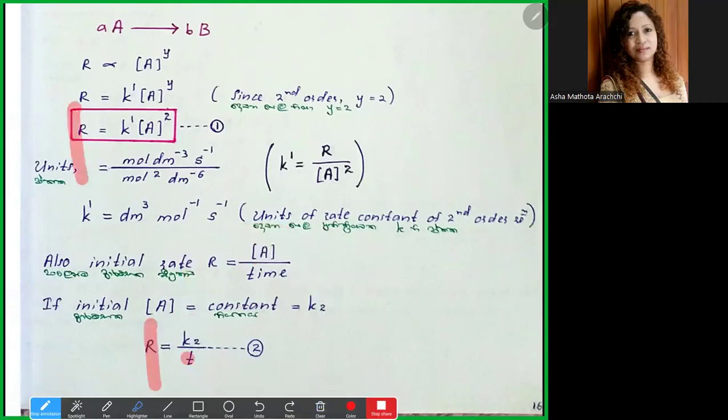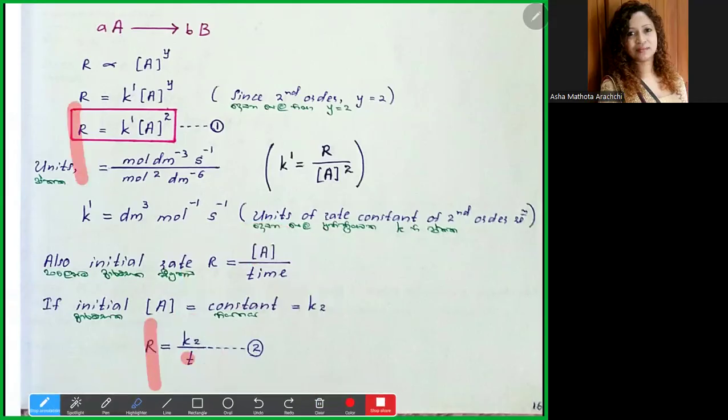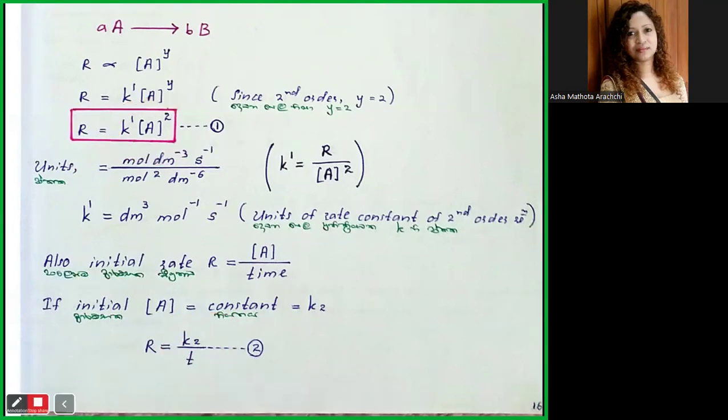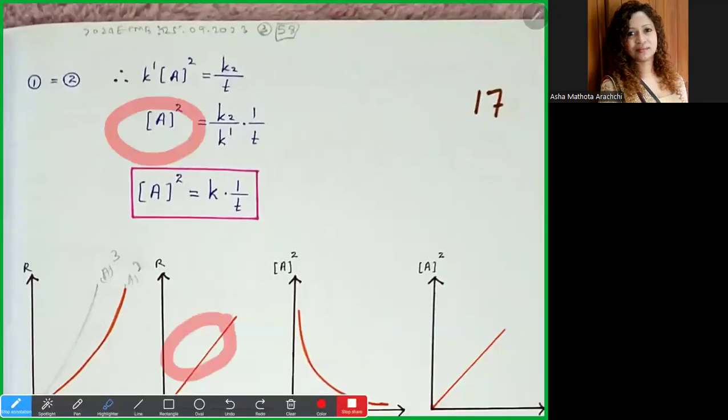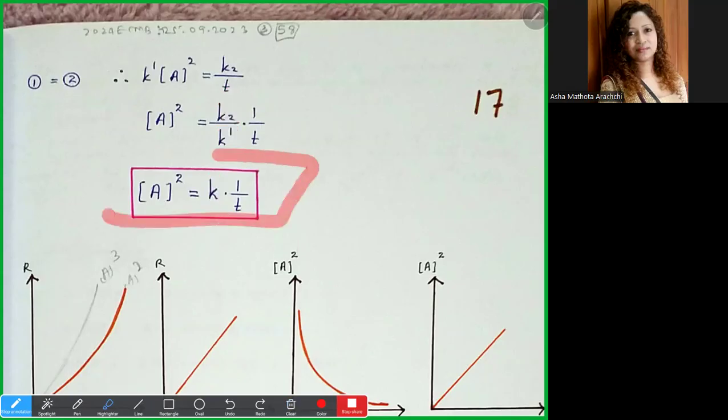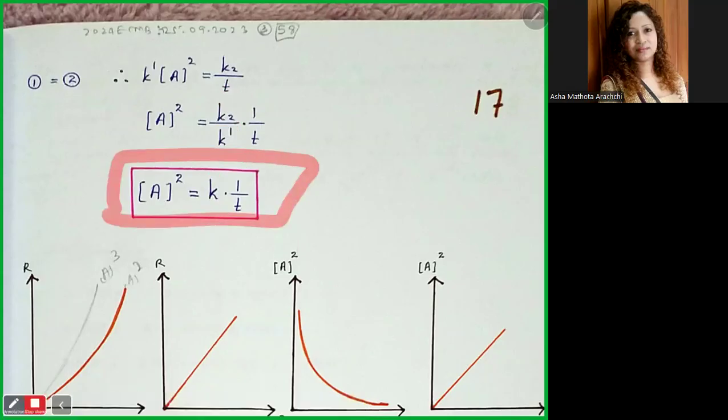R and R cancelling off, I can make K prime A to the power 2 equals K2 over T. This time I'm separating A to the power 2, so that this K prime goes down here. These two together cancel off to give the real K, which gives A squared equals K into 1 over T.